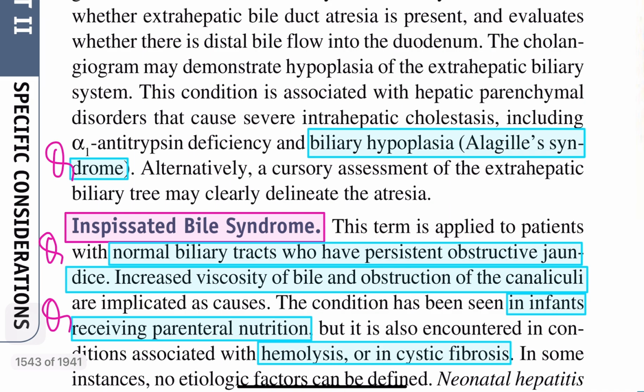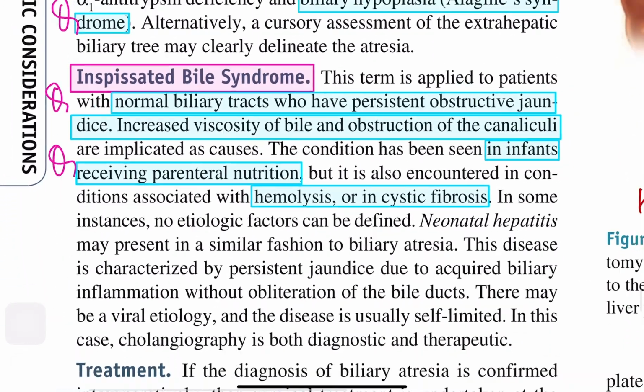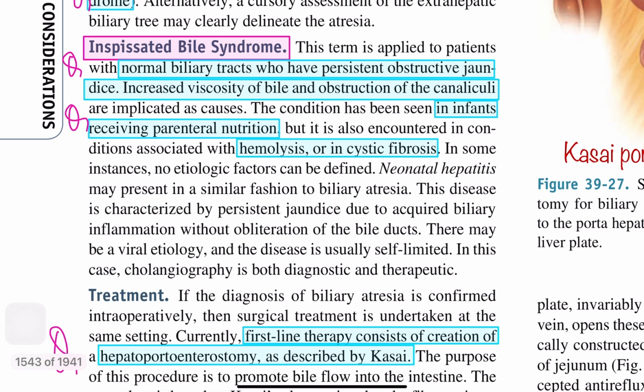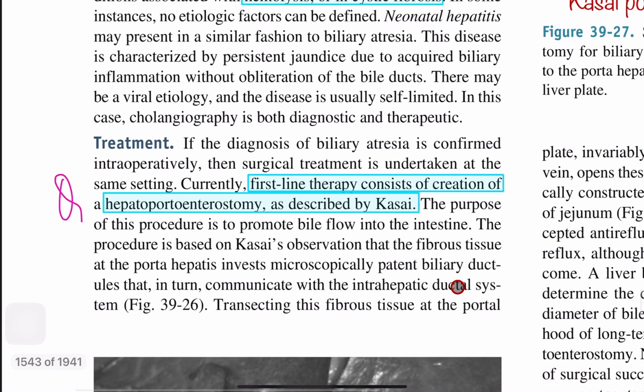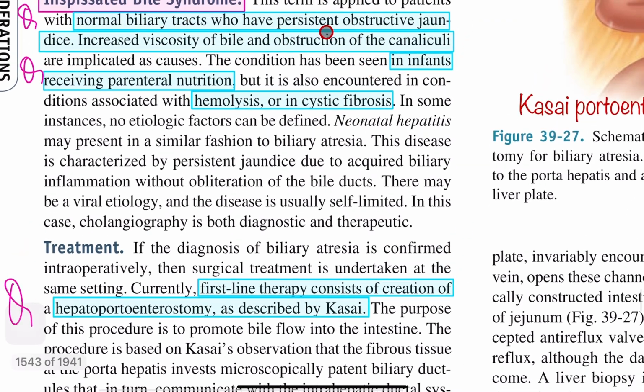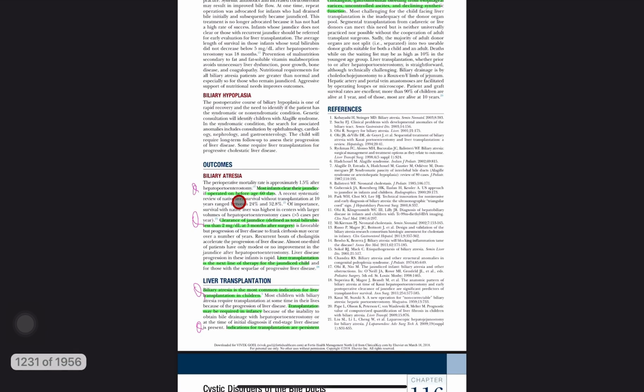And biliary hypoplasia, that is Alagille syndrome, already told you. One small topic: inspissated bile syndrome, when the bile ducts are normal but there is persistent jaundice because of increased viscosity of bile and obstruction of canaliculi. It is seen in infants receiving parenteral nutrition, hemolysis, and cystic fibrosis. The first line therapy or treatment of choice for biliary atresia is the Kasai procedure. And then a few bonus points from Second Fold, just a few.